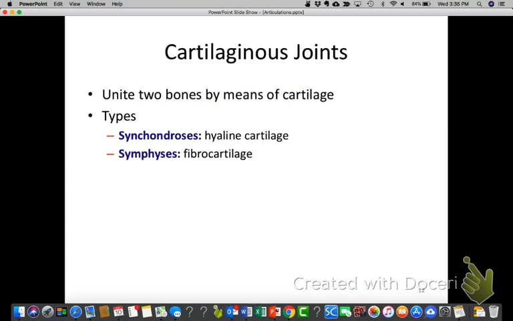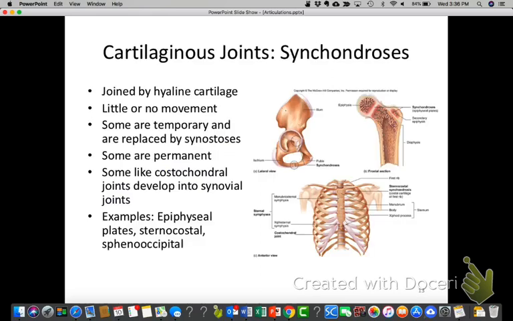So, okay, cartilaginous joints. Cartilaginous joints use cartilage to hold the two bones together, and it depends on whether it's hyaline cartilage or fibrocartilage. A synchondrosis is composed of hyaline cartilage, and a symphysis is fibrocartilage. So synchondroses include temporary joints, which are seen in the embryonic, fetal, and juvenile skeleton. So even the cartilage within the os coxae or the cartilage of an epiphyseal plate are considered synchondroses.